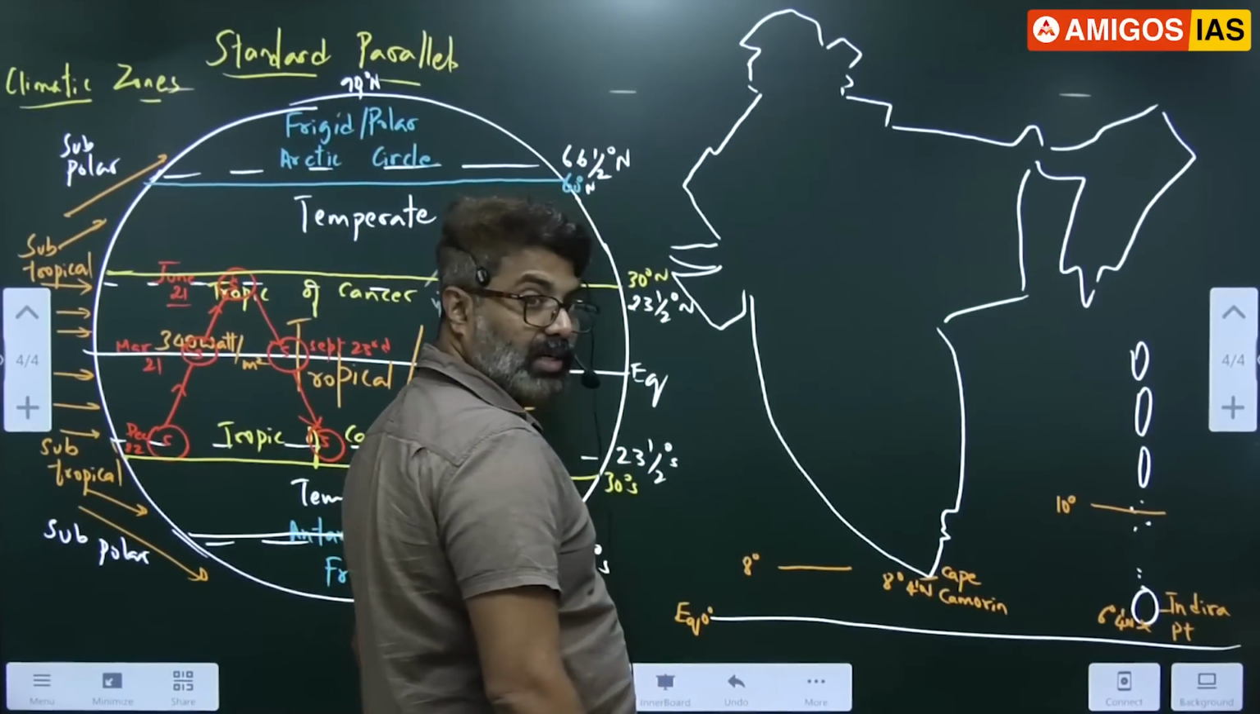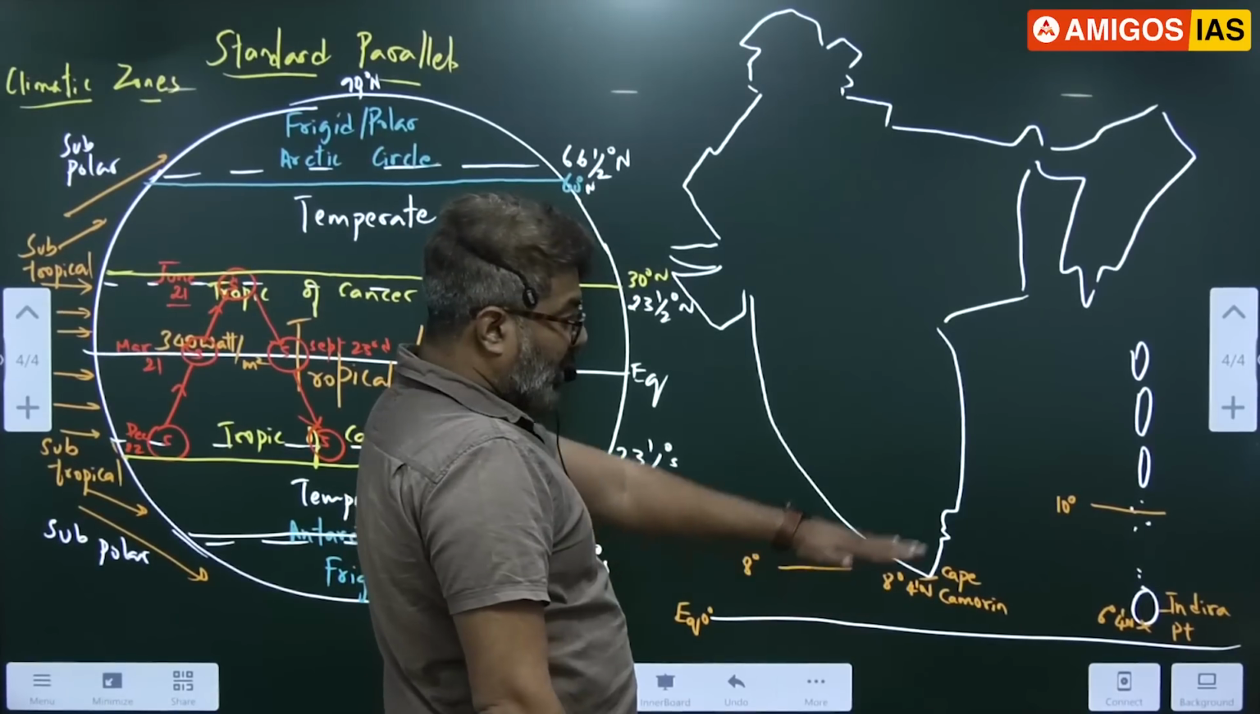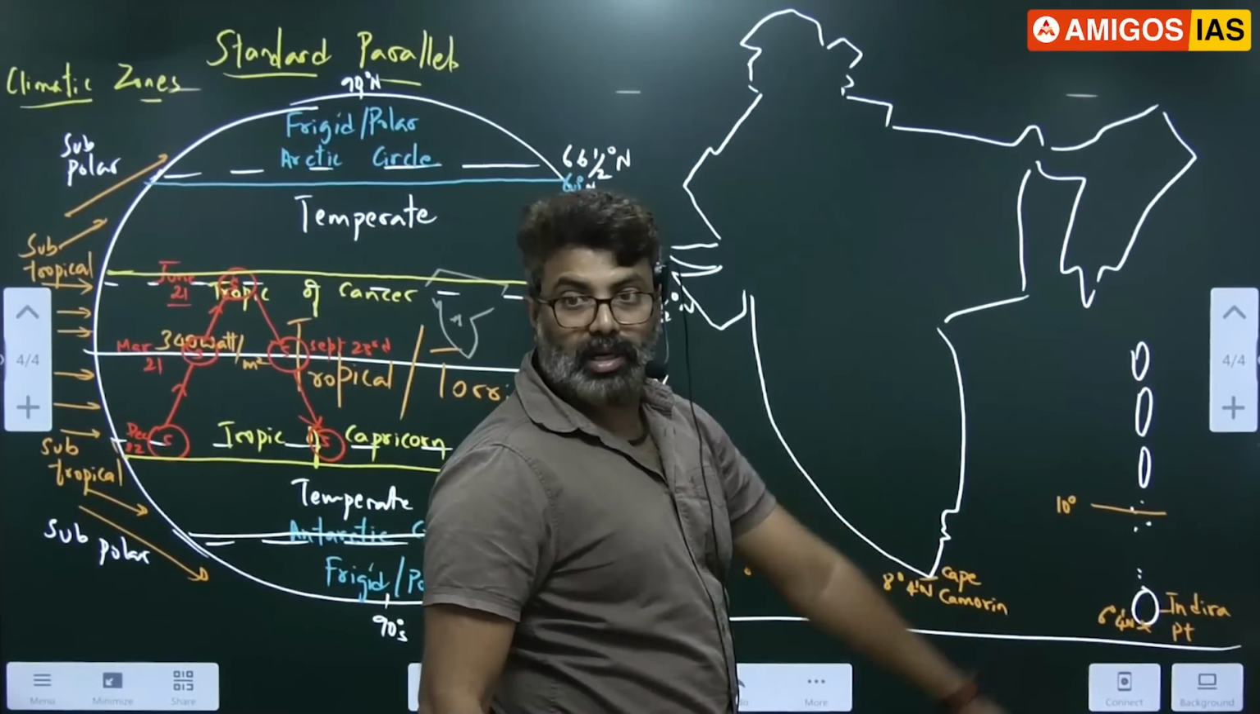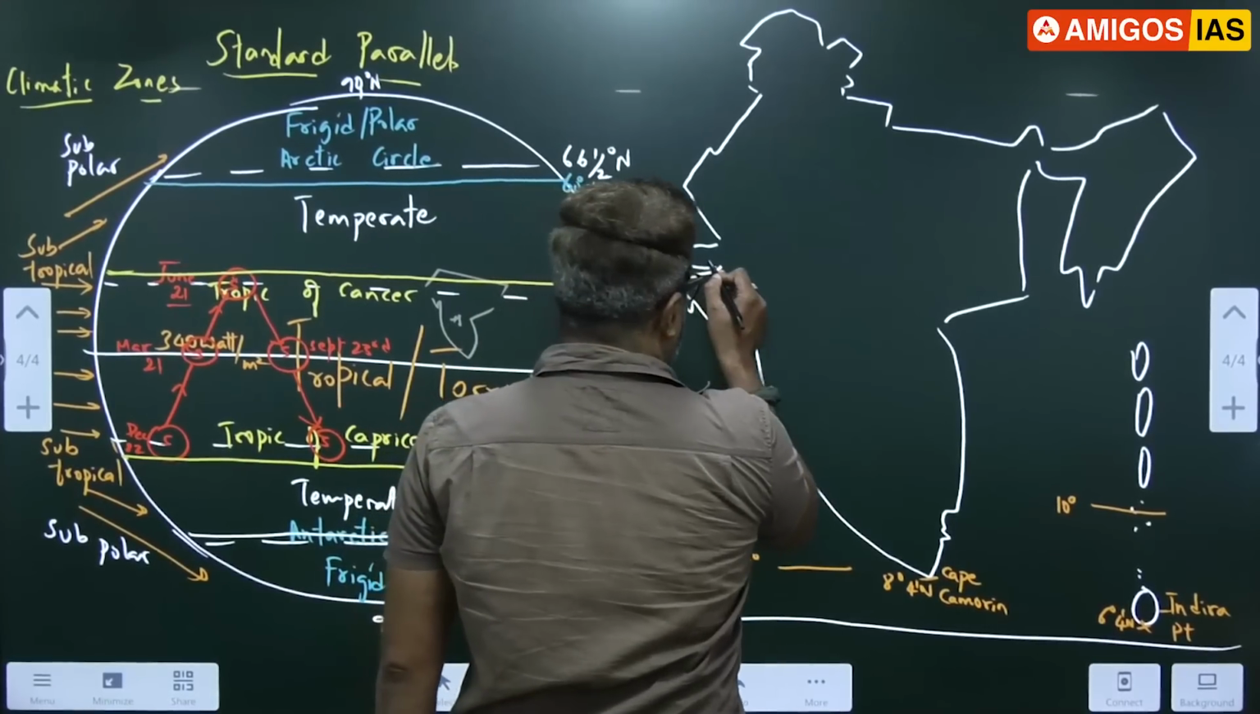8 degree, 10 degree. Clear? Can I continue? See here. 8 is done, 10 is done. 10 acts as a border between Andaman and Nicobar. Next here, this is Tropic of Cancer.